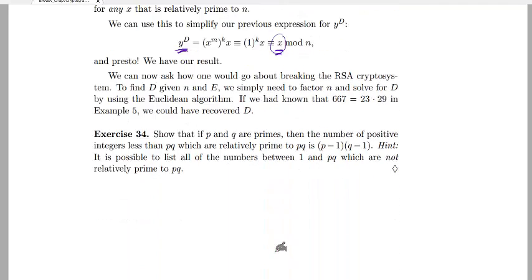Okay. Now, what would be required to break this system? In order to find d, you need to be able to factor n and solve for d. But if you can't factor n, then you can't find d. Okay.